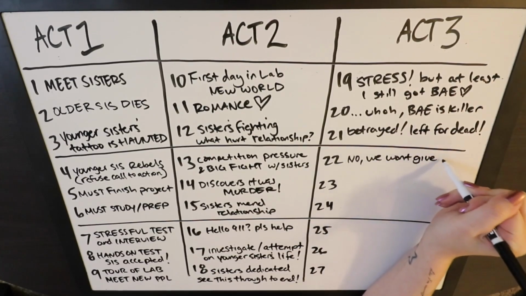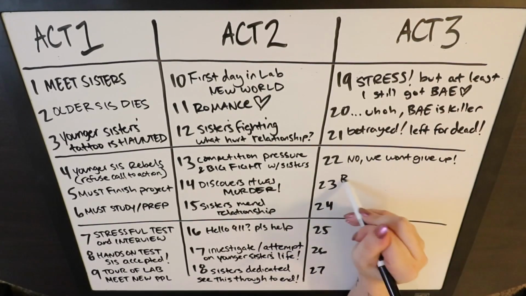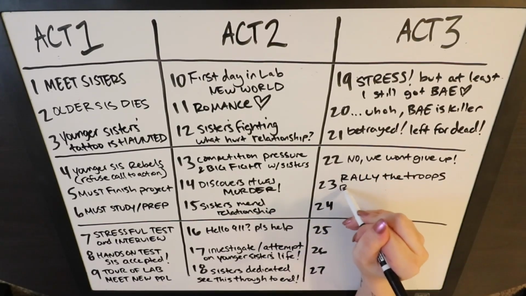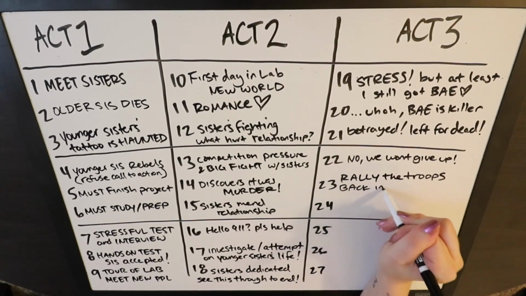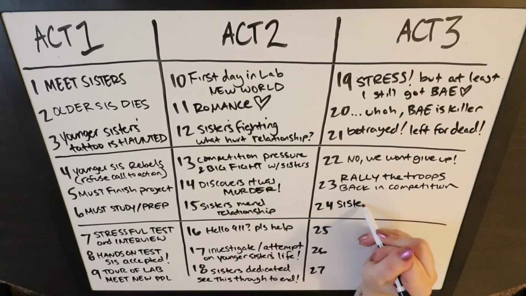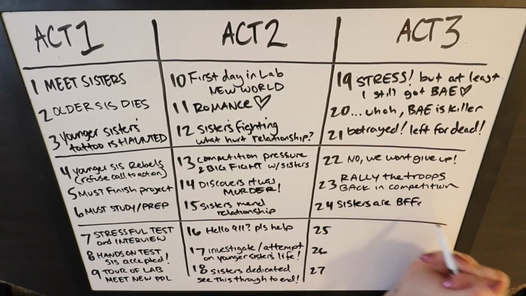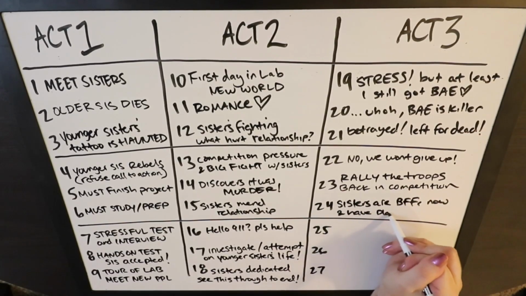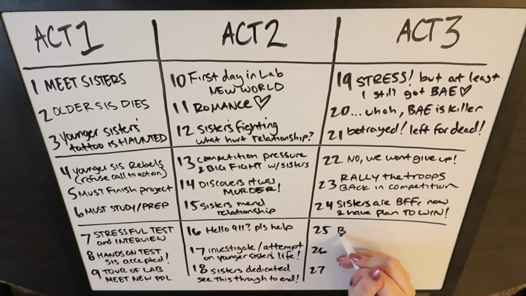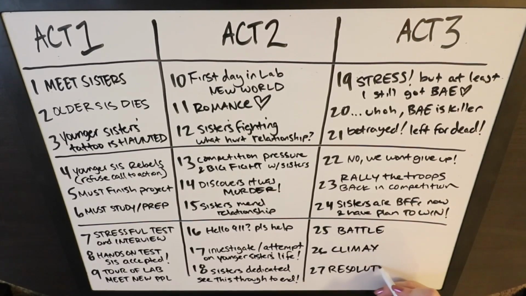We muster up that power within and we break free. We won't be defeated. We rally the troops. Maybe we call the police, we call another friend for backup, and we've got to get ourselves back into the competition. All of the plot lines start to converge. The sisters have fully repaired their relationship and they're working together flawlessly. They make it back to the lab and it's showtime. We fly into block 9, where we have our final battle, the climax, and the resolution.